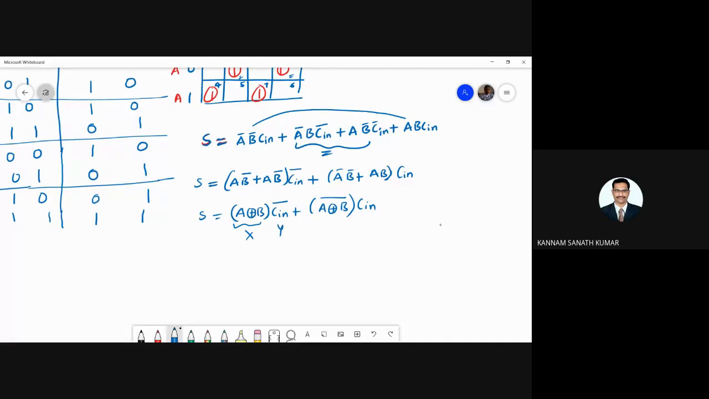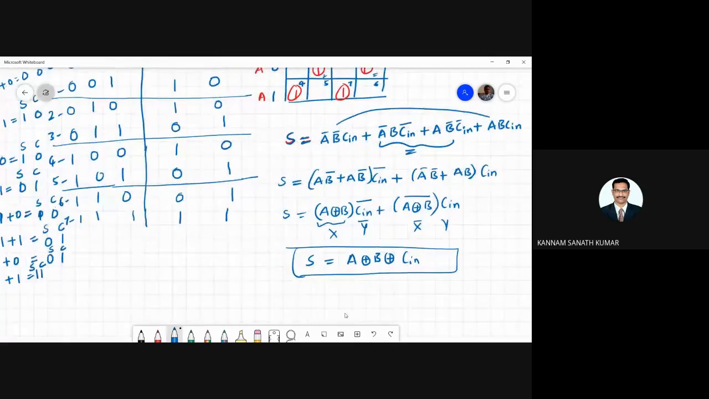So X bar Y plus X Y bar, you can write X exclusive OR of Y. So that means sum you can write as A XOR B XOR C in. Okay. And next coming to carry.